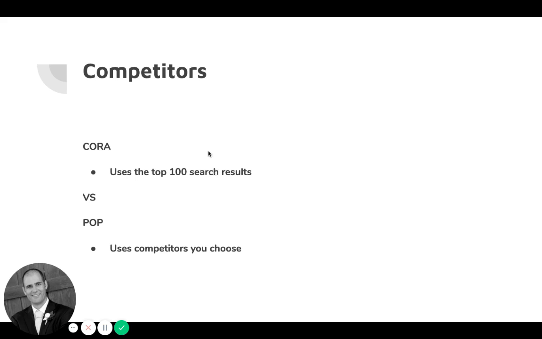In terms of competitors, what CORA does is it uses the top 100 search results, and that's pretty important according to Ted, because that's what you need for your statistics to show which are the most important factors. Versus Page Optimizer Pro, you actually choose the competitors, and I'm normally only choosing between 4 and 6 competitors, and sometimes, if you're ranking number 2, you'd only choose the number 1 competitor. So that's the difference there.